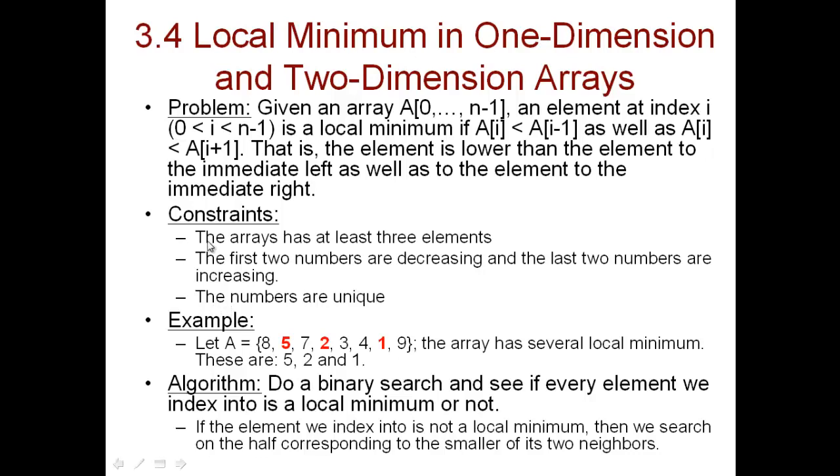First of all, the array should have at least three elements, and that makes sense because by definition an element is a local minimum if it is less than both elements to its left and right. So there should be at least three elements in the array.